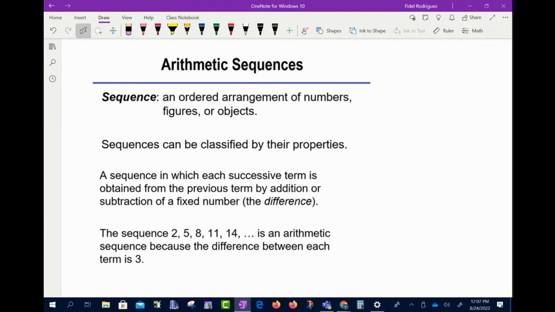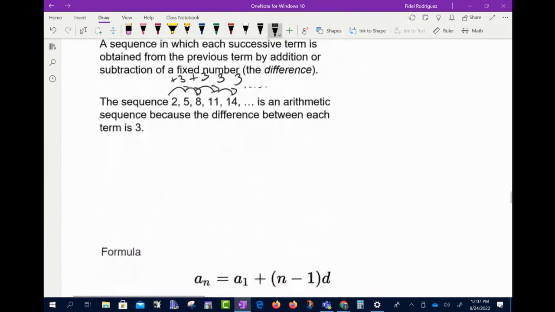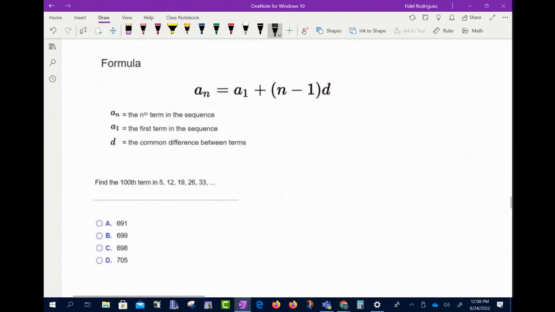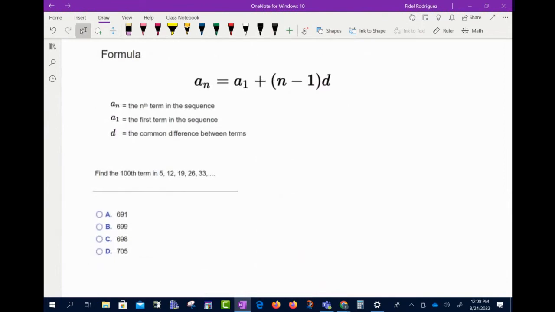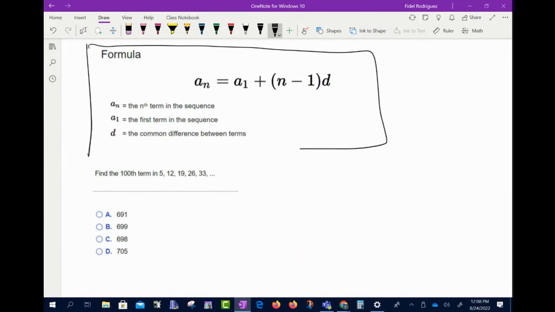What we mean by that, y'all, is how do I get from 2 to 5? We add 3. How do we get from 5 to 8? We add 3. How do we get from 8 to 11? We add 3. So every single time, all we're doing to get from here to here is adding 3, right? And so on and so forth. Okay. So we have a formula. This formula here is going to work for any arithmetic sequence.